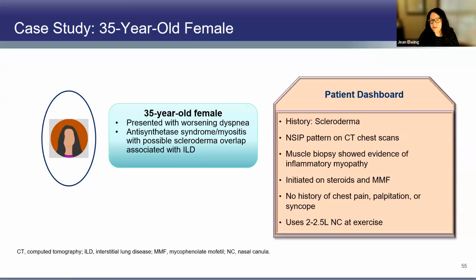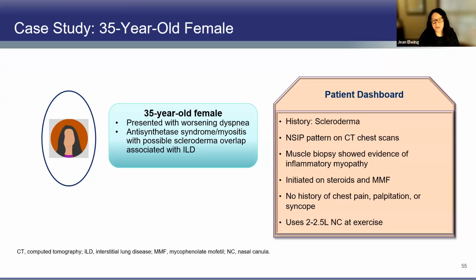So let's talk about a little bit different presentation, a 35-year-old who has connective tissue disease. She has an overlap with ILD, with scleroderma, and overlapping with antisynthetase syndrome. So she has an NSIP pattern on her CT chest, muscle biopsy with inflammatory myopathy. She's on steroids and mycophenolate.